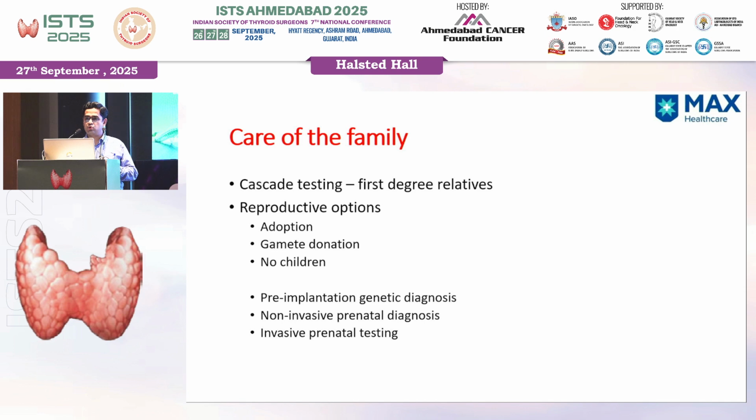Now, what to do for these patients regarding their family? How do you counsel them? So first of all, cascade testing is required for all first-degree relatives. You need to have a discussion about reproductive options, whether they want to adopt, undergo gamete donation, or not have children at all. You can even have pre-implantation genetic diagnosis, or non-invasive diagnosis.